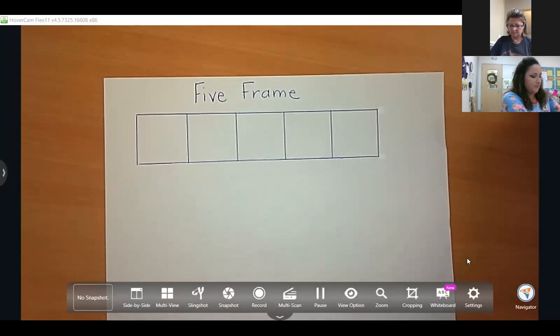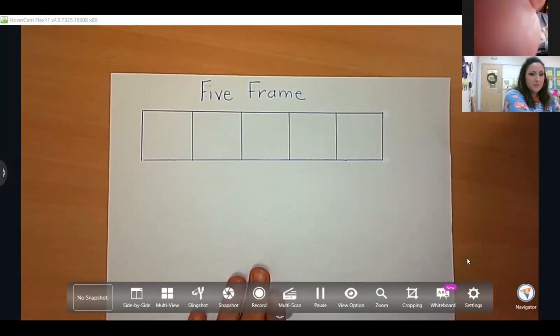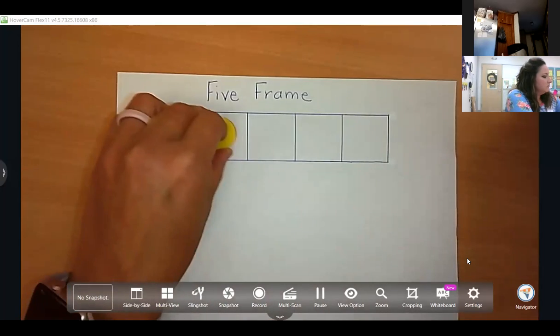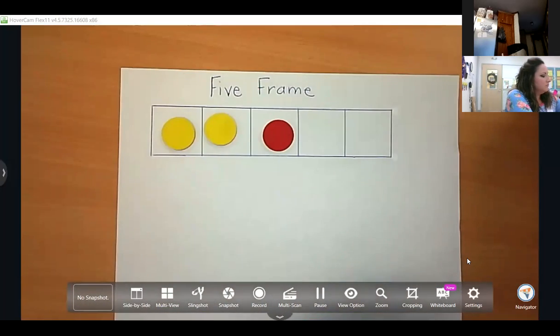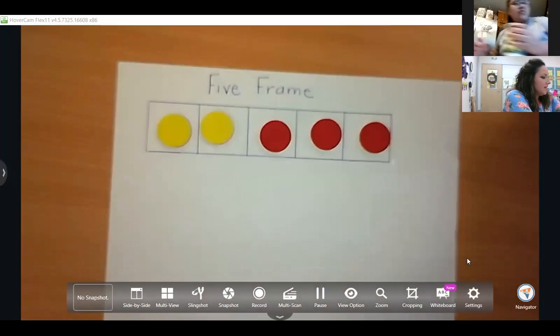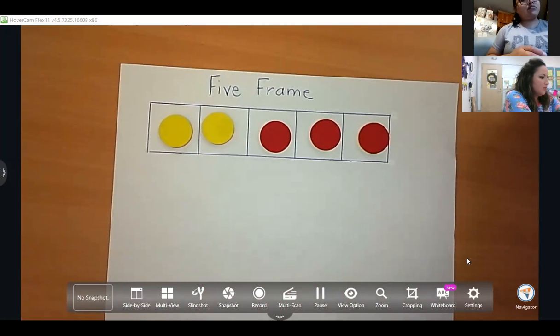In 4K, you want to have a sense of 5, making sure you understand 0 through 5 and how they relate to one another. All right, so I've chosen to use today some yellow and red counters to help us with our counting.